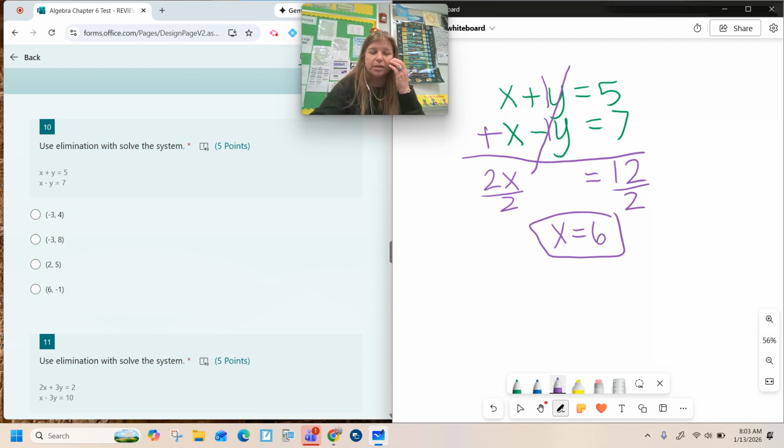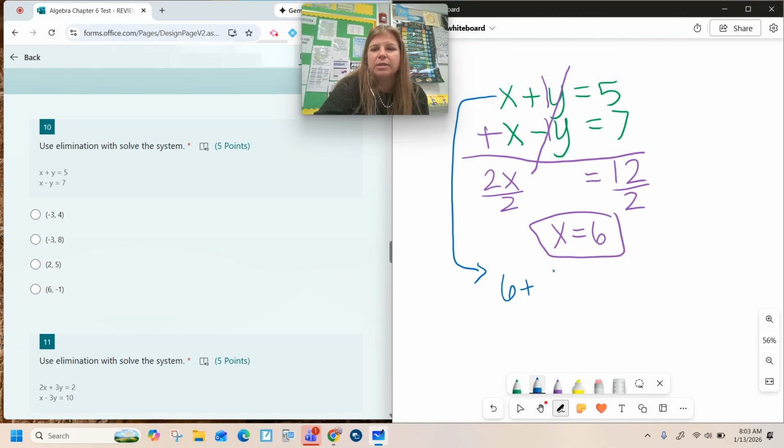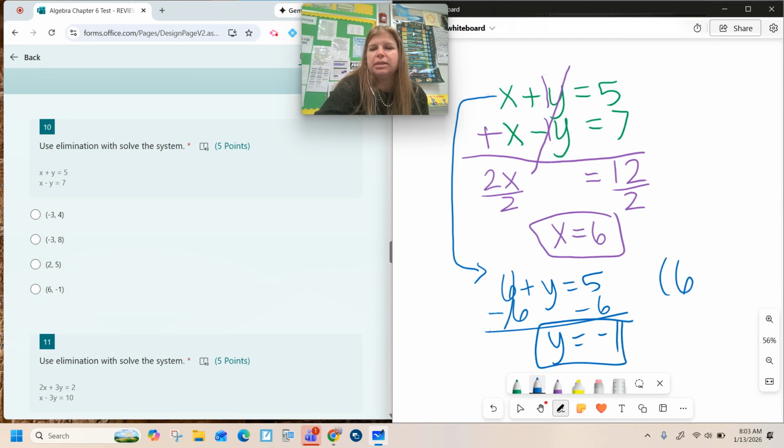After I solve for x, I do need to solve for y. It does not matter which equation you choose. I think I'm going to use the happy one up top with a positive. So x plus y equals 5. So 6, which is my x, plus y equals 5. And if I subtract 6 on both sides, I end up getting y equals -1. And so my solution is 6, -1. See how easy that was?